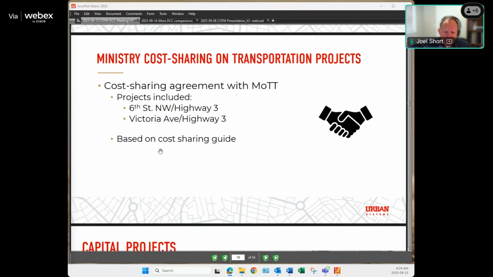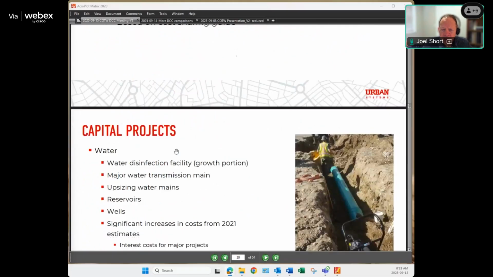So there's a couple of projects included: the 6th Street Northwest Highway 3 intersection and the Victoria Avenue Highway 3 intersection. And there is a cost sharing guide, an old agreement that the city of Cranbrook has with the ministry, and we checked, and that can still be applied. So basically, we went through the projects and identified what the ministry would be paying for and what the city would be paying for, and so we've used those. So that's an additional item that has been added to this set of DCCs.